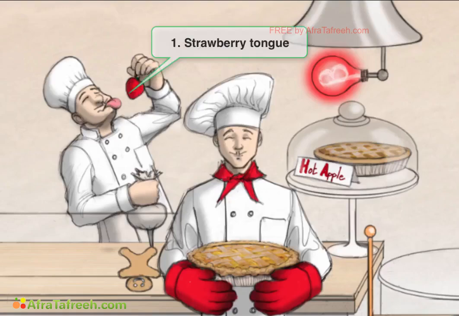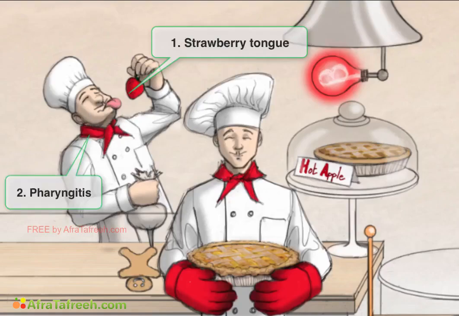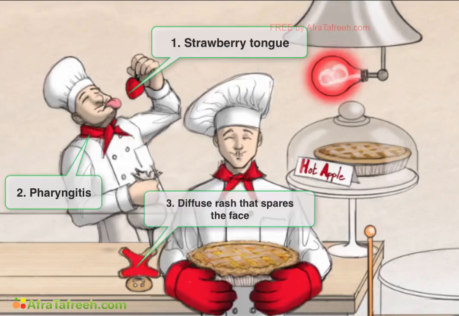And the second symptom of scarlet fever is pharyngitis. We'll represent this the same way we represented pharyngitis earlier, with a red handkerchief around his neck. And the third and final symptom is a widespread rash that spares the face. We'll represent this by having the chef smearing the gingerbread with red frosting that covers everywhere except the face.